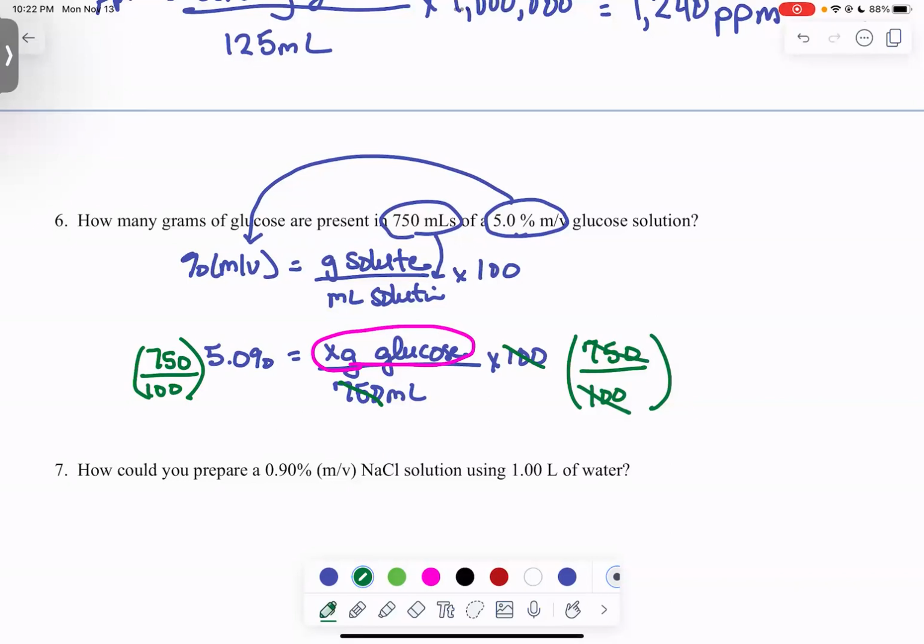And so now my X grams of glucose are equal to, and what you should get is 37.5, but we only got 2 sig figs, so it's really 38 grams. Okay.